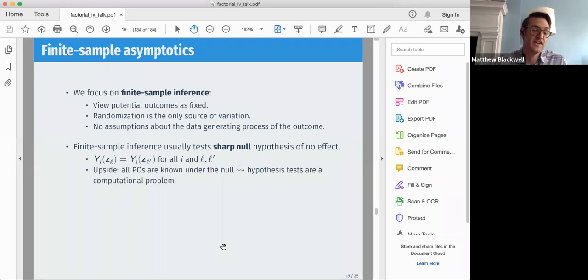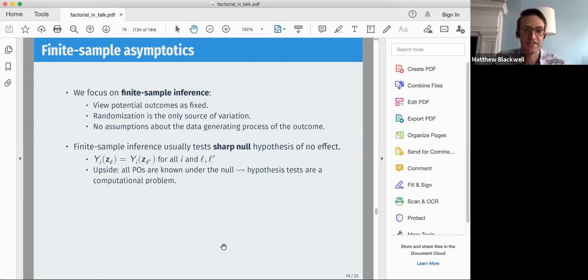And so there are upsides and downsides to the sharp null approach. One upside is that once you make this assumption, all of the potential outcomes are known under the null hypothesis. So you can fill in the quote unquote science table. You can fill in what would have happened to every unit under that null hypothesis in all of the different treatment conditions.